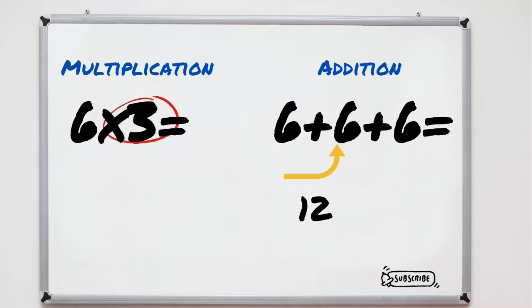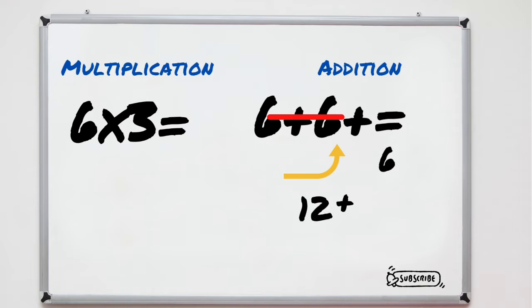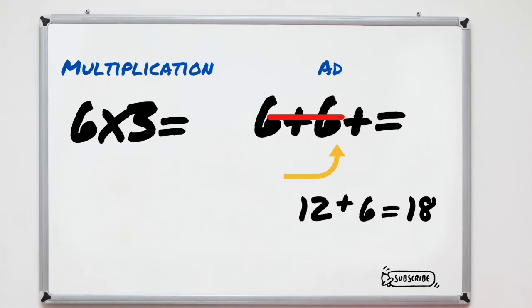But we still have another chunk to solve. Since we still have a 6 left from our original problem, we have to bring it down to join with the 12. So we'll add 12 plus 6. 12 plus 6 equals 18.